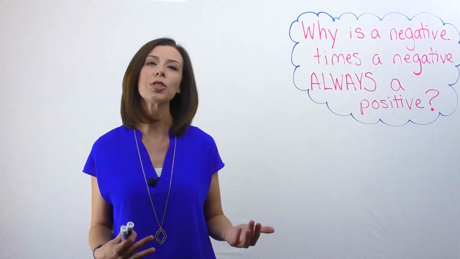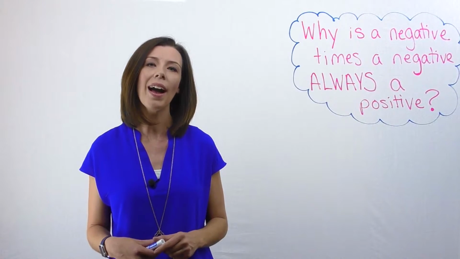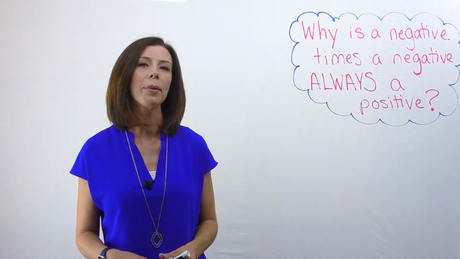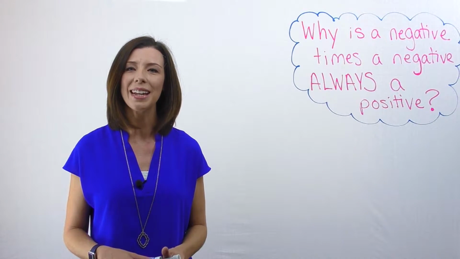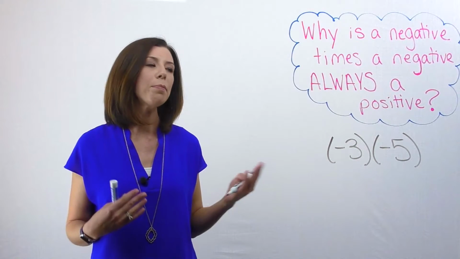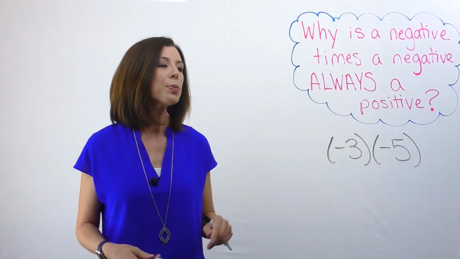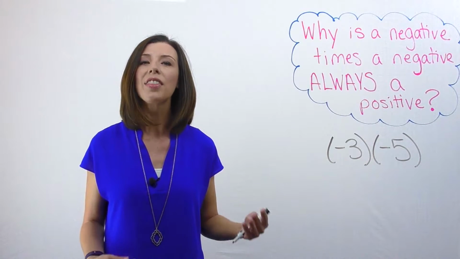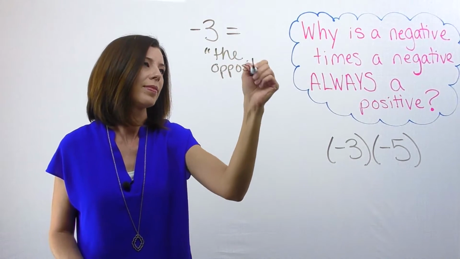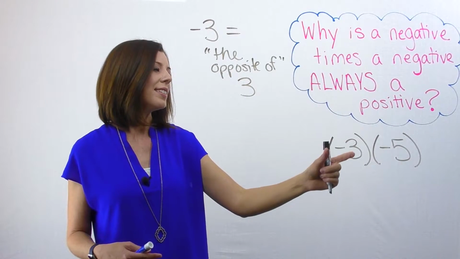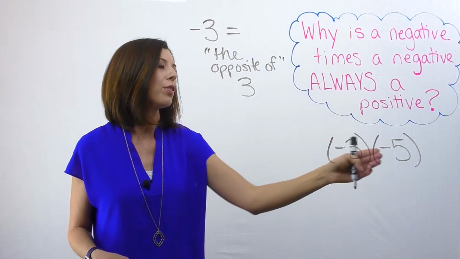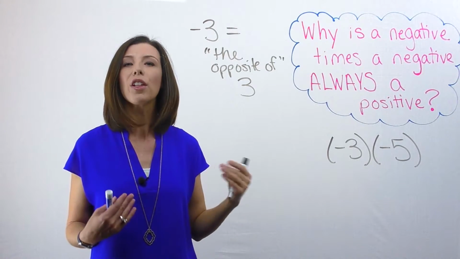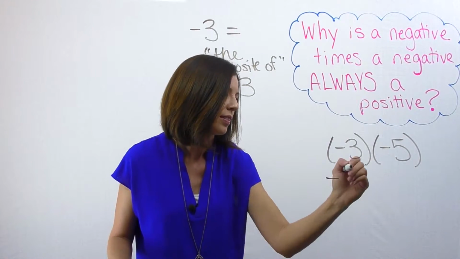I'd like to use integer chips today to try and explain why a negative times a negative is always a positive. Let's start with an example problem of -3 times -5. Part of being able to explain this conceptually is that we need to remember that this negative sign can also be thought of as the opposite of. So instead of thinking of this as -3 times -5, I'm going to think of this as the opposite of 3 groups of -5.